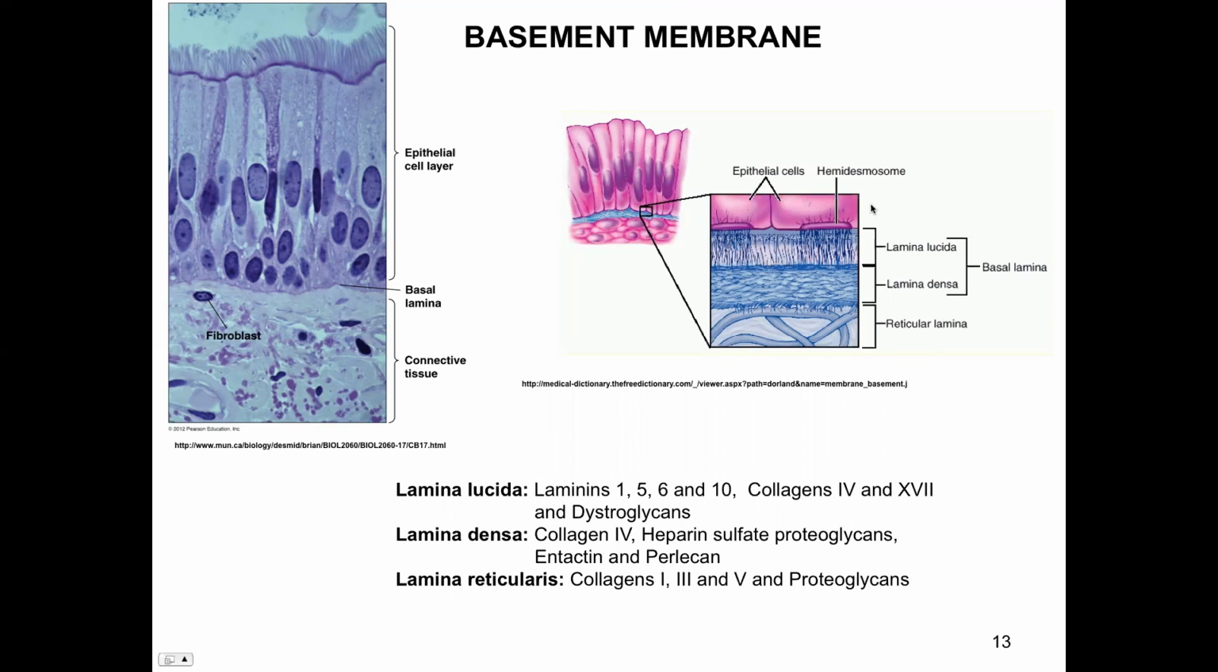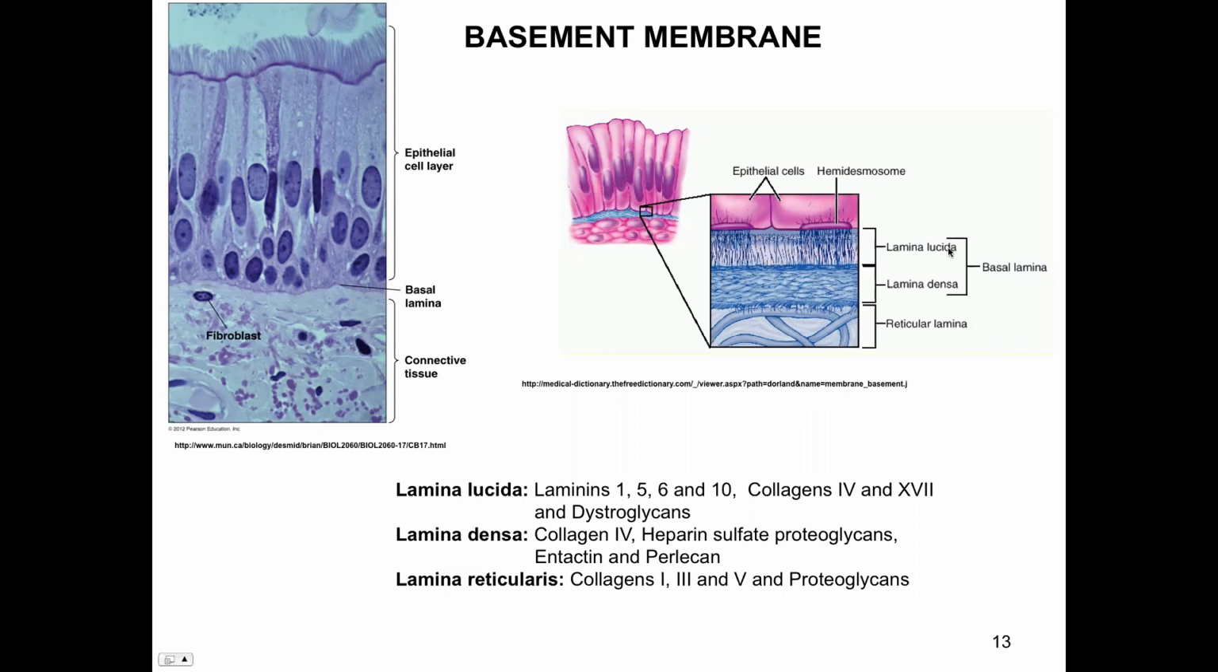All right. So this sounds really complicated. I know that, and I'm not going to test you on that. I want you to know that there's a basement membrane to which the epithelial cells are attached. That's the important part here. This is more for you to understand and to appreciate the complexities of what's happening here.